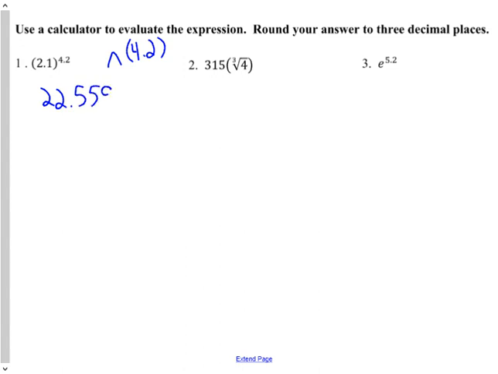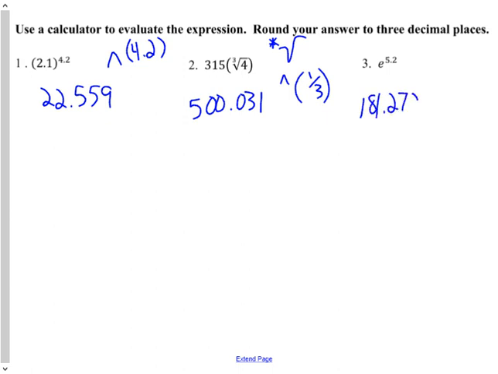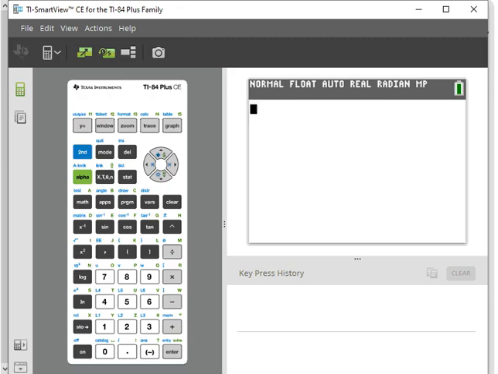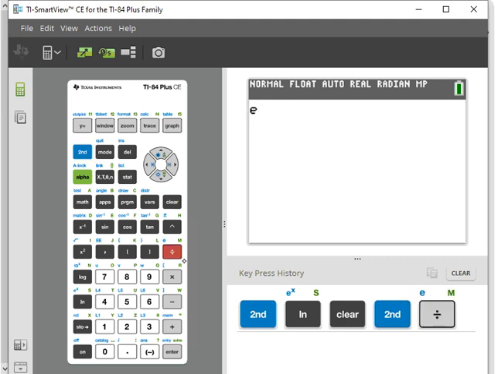22.559. Next one, the cube root button, you can either find this one, which lets you say which root it is, or technically you could also understand it as the 1/3 power of 4, and you'll still get, when you multiply that by 315, 500.031. And lastly, e to the 5.2 is 181.272. Again, popping up the calculator to show you where that button is. e to the power is right here, second ln. There's also another e button over here from the division button. So notice the button presses down here.